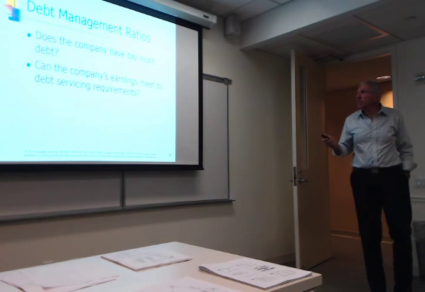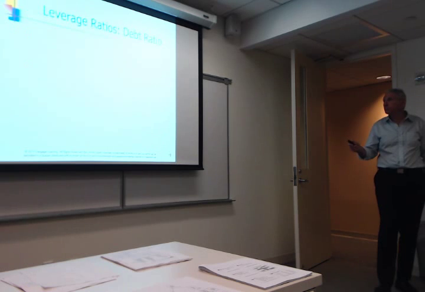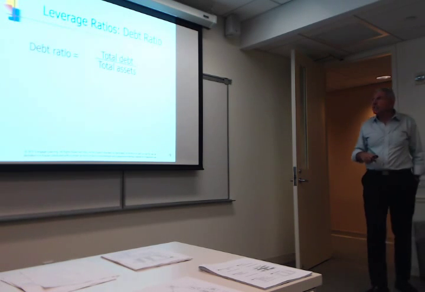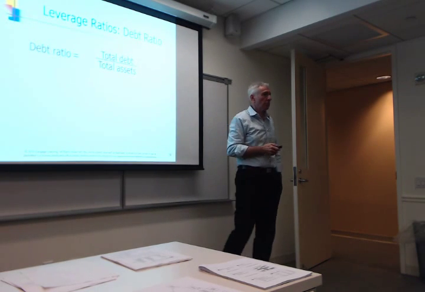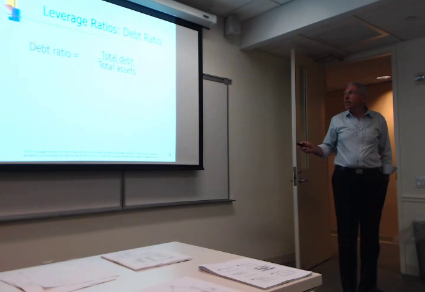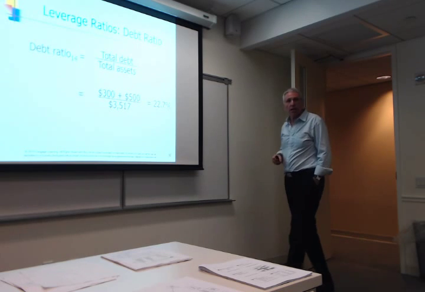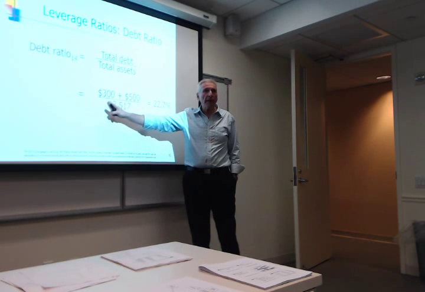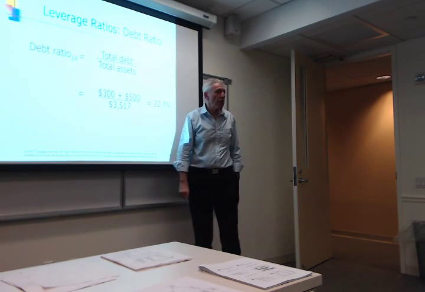So what we're looking at here is, does the company have too much debt, and can the company's earnings meet its debt servicing requirements? The minimal debt service requirement is always the interest. But then the bank is also expecting you to pay some of the principal. So if we look at the debt ratio, we're taking our total debt to our total assets. So again, this is a balance sheet ratio. We go to the balance sheet and we take our notes payable as well as our long-term debt and divide that by our total assets.